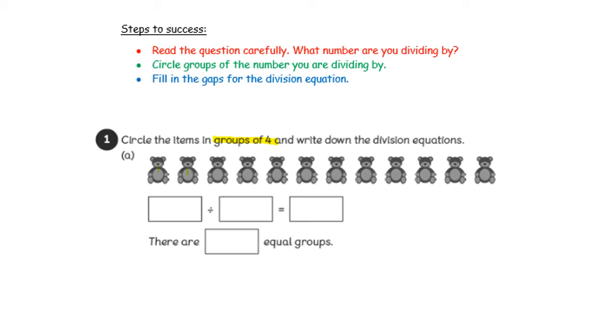1, 2, 3, 4, 5, 6, 7, 8, 9, 10, 11, 12 teddy bears divided by 4 because it's groups of 4. Let's see how many groups of 4 we can make. 1, 2, 3 groups of 4. That means 12 divided by 4 is 3, and that means there are 3 equal groups.